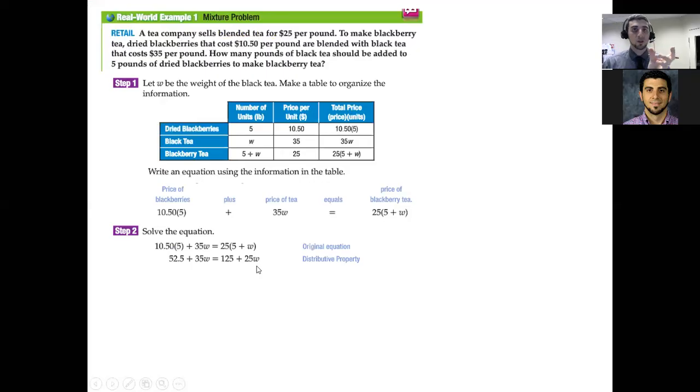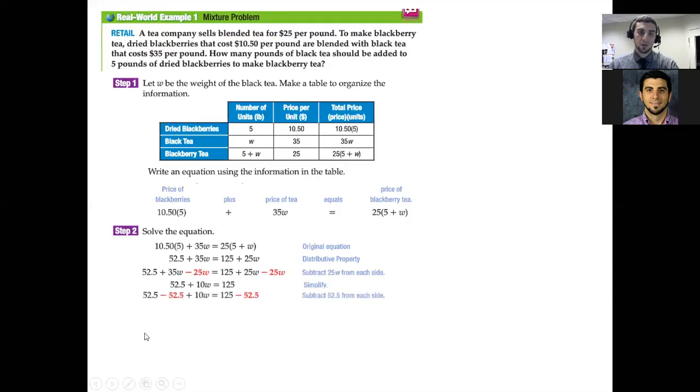So remember, when you have variables on both sides, you want to get all the variables on one side and all the numbers without variables on the other. So we subtract 25W from both sides to get 10W here. Now we're going to subtract the 52.5 from both sides to get 10W equals 72.5. Divide both sides by 10 and you get W equals 7.25.